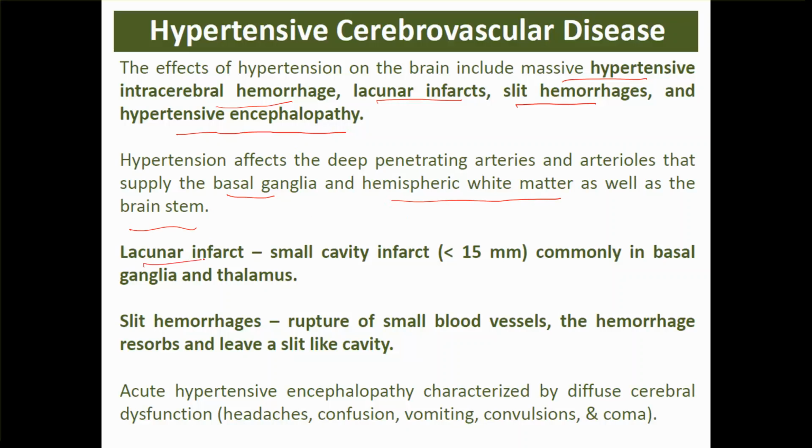Lacunar infarct is a small cavity infarct which is less than 15 millimeters, and it can occur mainly in the basal ganglia and the thalamus. Slit hemorrhage is a rupture of small blood vessels. The hemorrhage resorbs and leaves a slit-like cavity. That's why it's called slit hemorrhage. Acute hypertensive encephalopathy is characterized by diffuse cerebral dysfunction. You have headache, you can have confusion, vomiting, convulsions, that is seizures, and coma.